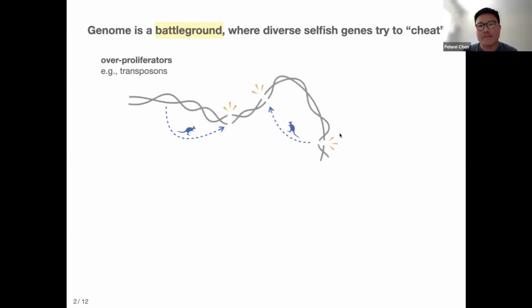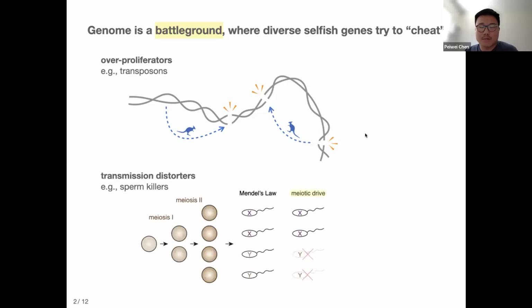On one hand, we have overproliferators like transposons, which are these mobile genetic elements that can move around the genome to increase their copy numbers. With a higher copy number of themselves, transposons will have higher chance to be inherited to the next generation. But their activities or their jumping behaviors are detrimental for the host genome because they cause DNA damage and genome instability. On the other hand, we have transmission disorders like sperm killers, which are selfish genes that distort equal transmissions between homologs to bias their own inheritance.